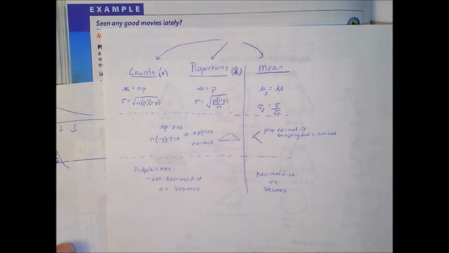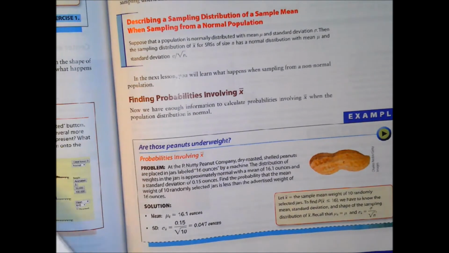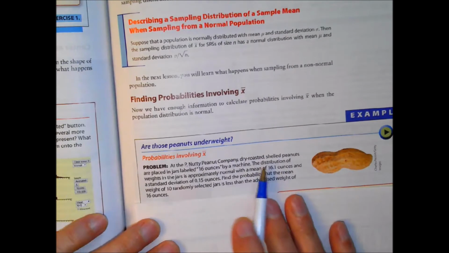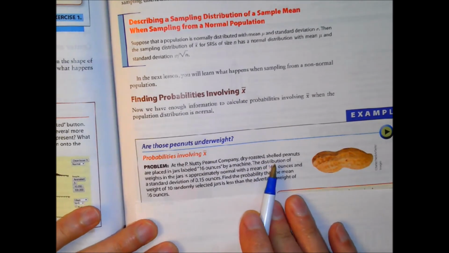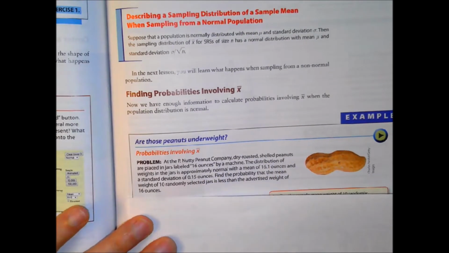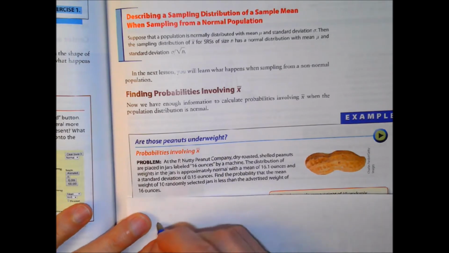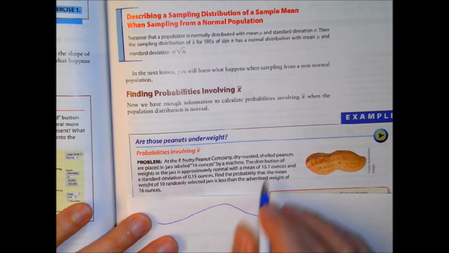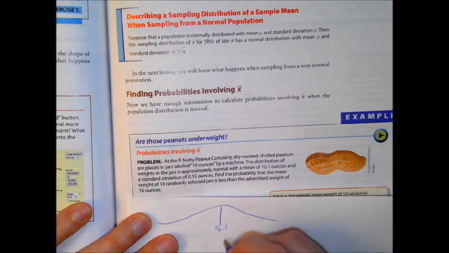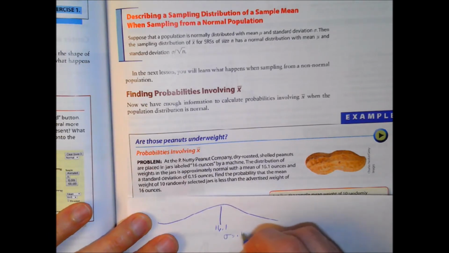Okay. So let's look at another example here. At the P Nutty Peanut Company, dry roasted shelled peanuts are placed in jars labeled 16 ounces by a machine. The distribution of weights is approximately normal, so it tells us that our population is approximately normal with a mean of 16.1 and a standard deviation of 0.15.